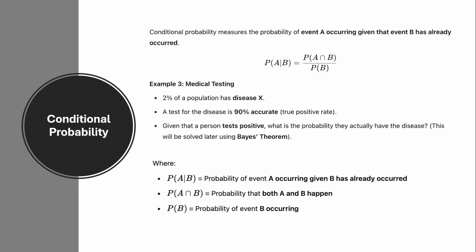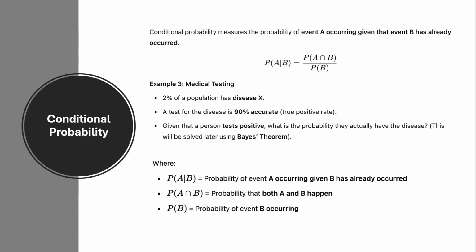It basically helps us in refining our predictions based on additional information, because we know some event has already occurred. You may not realize how we can use it in real world cases. I'll tell you some real world examples as well. Let's discuss the formula first.